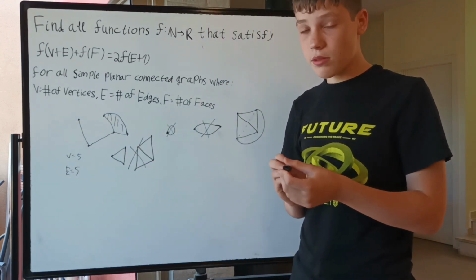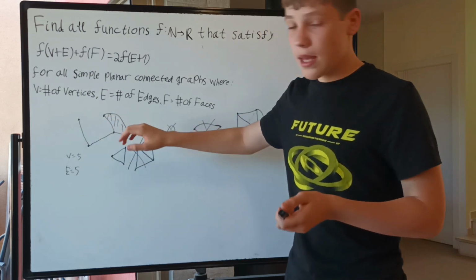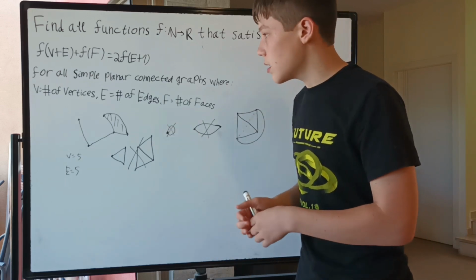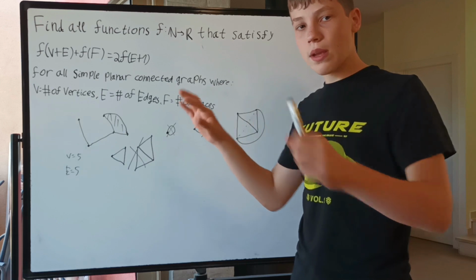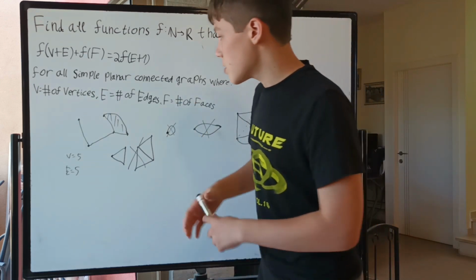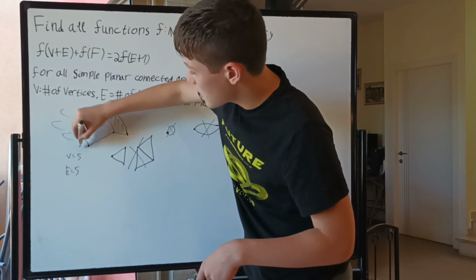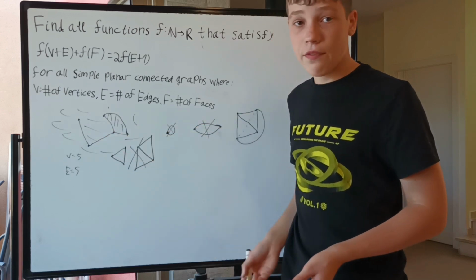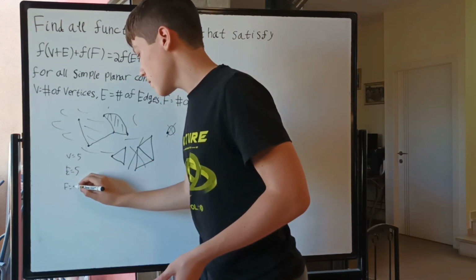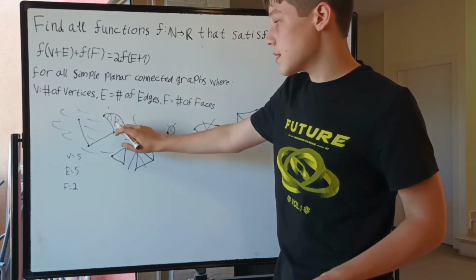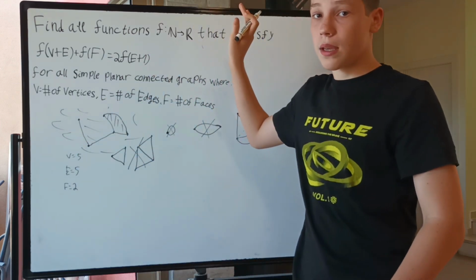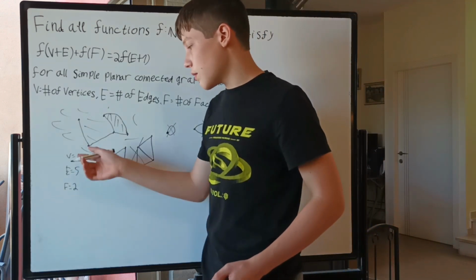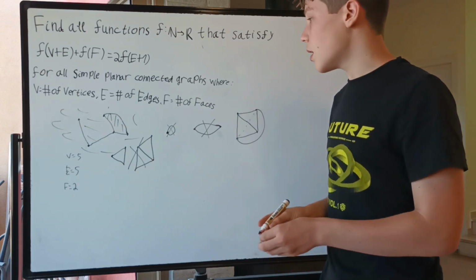In graphs, when we count faces, we count the ones on the inside that are bounded by edges, and the one on the outside. You can think of the rest of the plane as also a face. So anything on the outside is also a face. In this case, F is equal to 2. We have this one bounded by these edges, and the one that's the rest of the plane. So that's just an example of what V, E, and F mean on a graph.